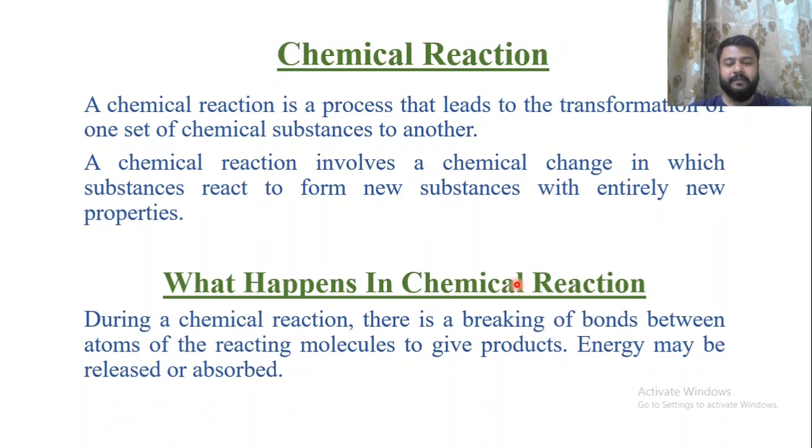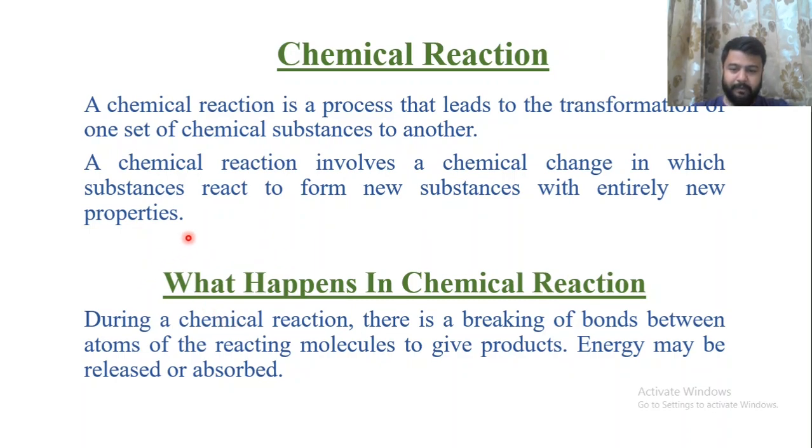So what happens in a chemical reaction? During a chemical reaction, new bonds are formed with the breaking of old bonds. So old bonds break down and new bonds are formed. So how can you write this in the examination?